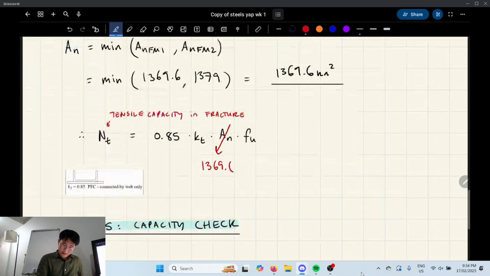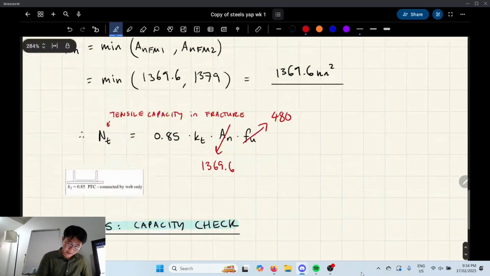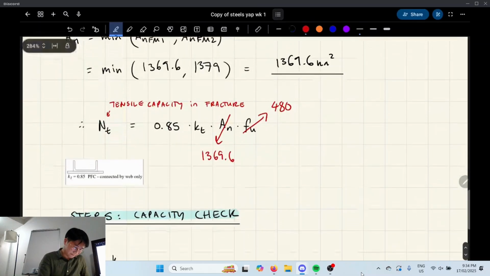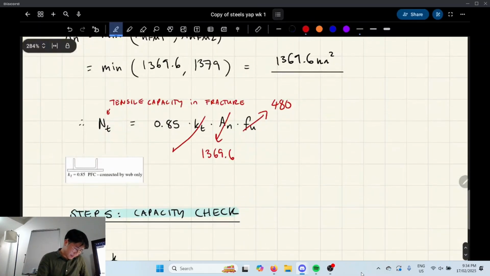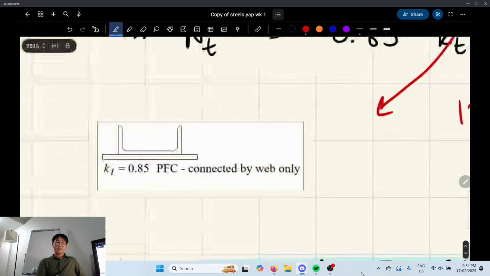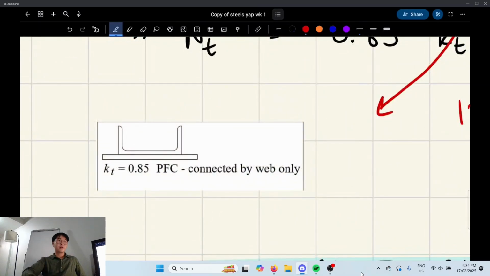1369.6. U was 480, right? So not 360. That's the ultimate tensile strength. And do you see this part of the table? KT, for PFC, connect by the web, which is what the detail was on the drawing. The thing about steel is the details are really hard to read. Steel drawings take a while to get familiar with, because how steel's connected is really complicated. This is what the cross section of what we're looking at actually looks like, because it's connected by the web.